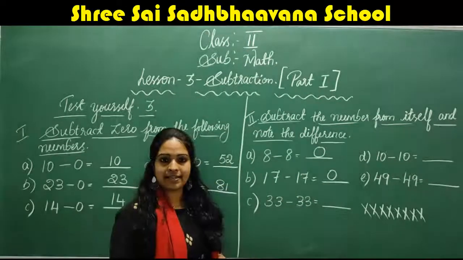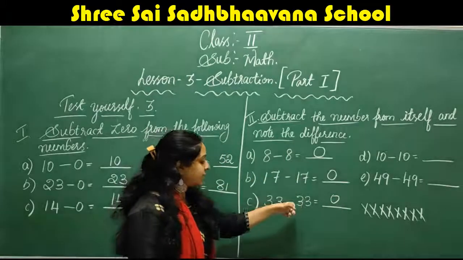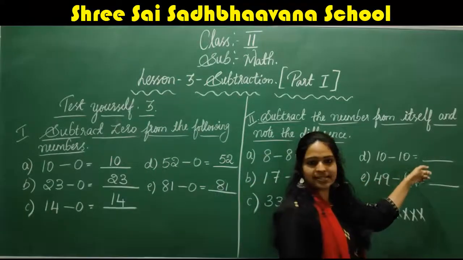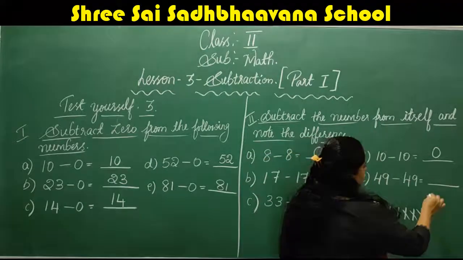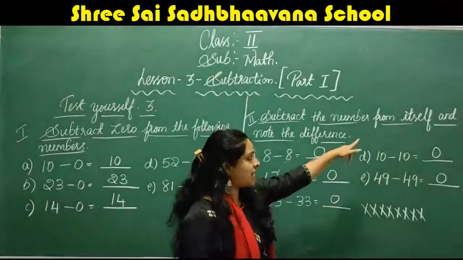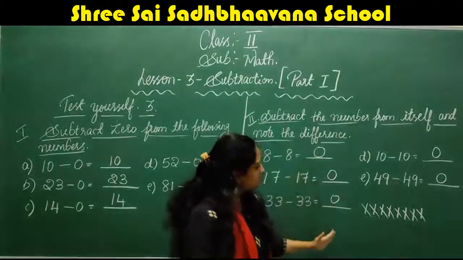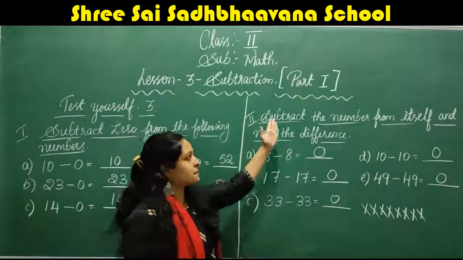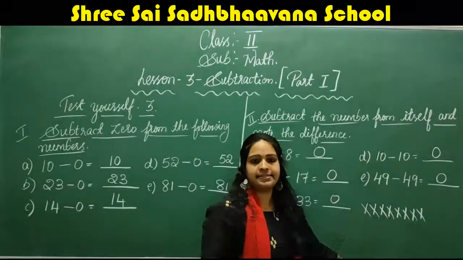33 minus 33? 0. Why? Because you are subtracting 33 from the same number itself. So the answer is 0. 10 minus 10? 0. 49 minus 49? 0. So now we finished subtracting the number from itself, and they asked us to note the difference. What is the difference you got here? See, everywhere you got the answer as 0. That means when you are subtracting the number from itself, you will get 0 as the answer.